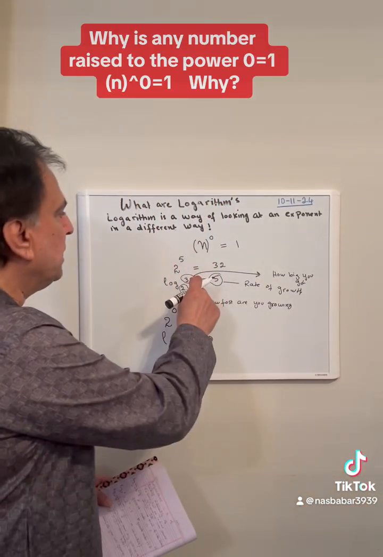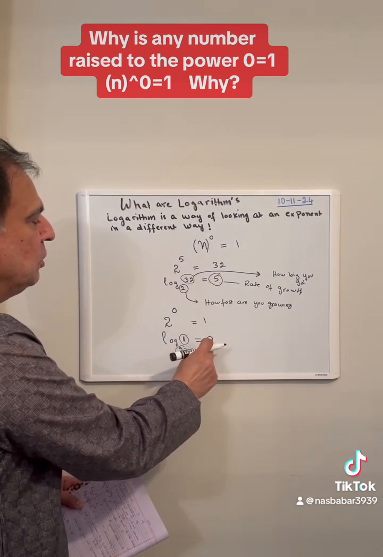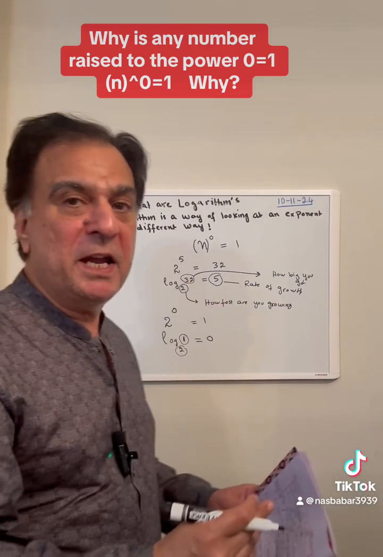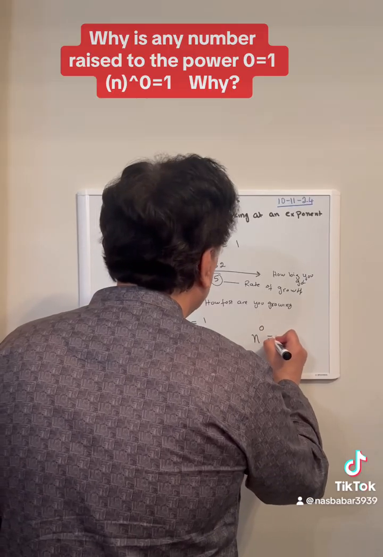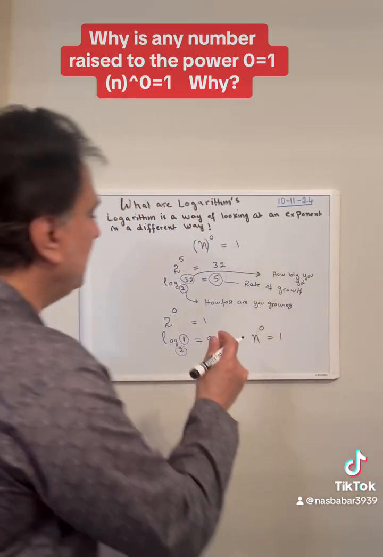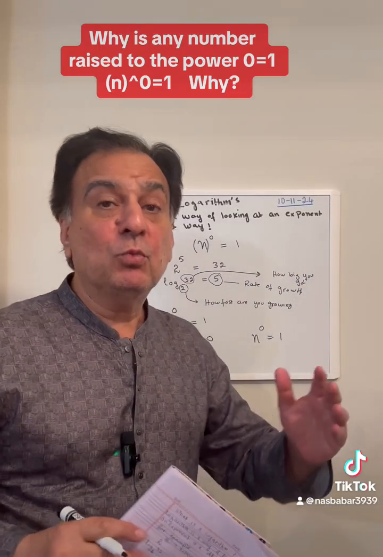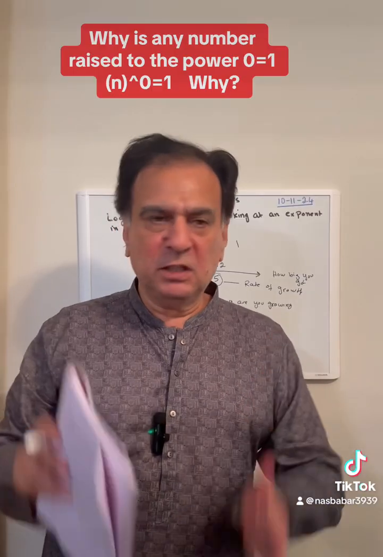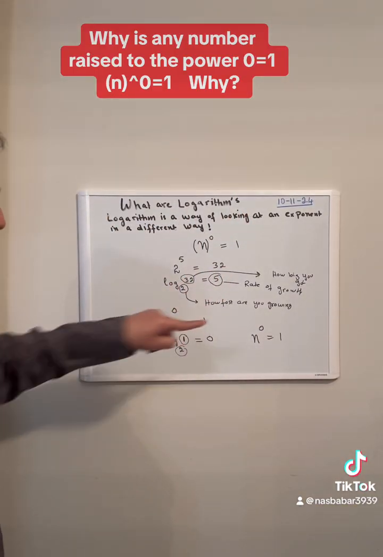In this particular case, your rate of growth was 5. In this particular case, your rate of growth was 0. That is the logic behind n raised to the power 0 being 1. That is the reason why you have anything raised to the power 0 equal to 1, because there is no growth. You started from 1, you're still there. Same logic: 2 raised to the power 0 is equal to 1.